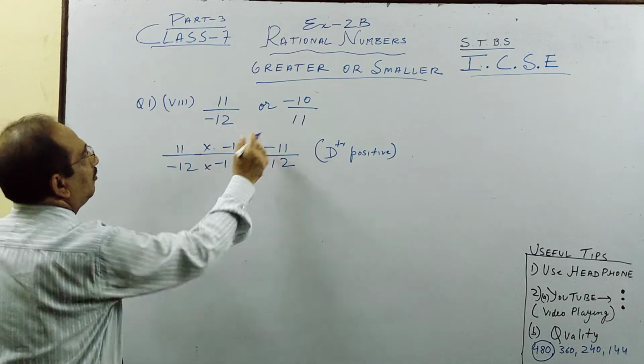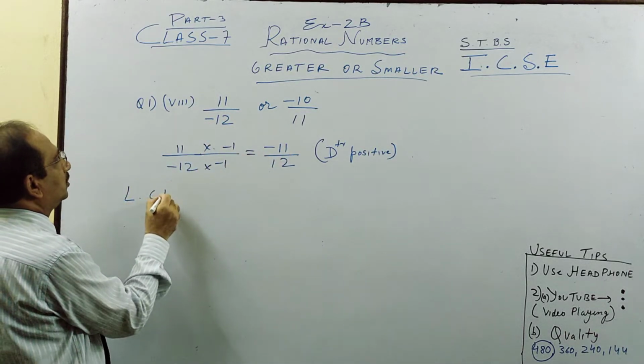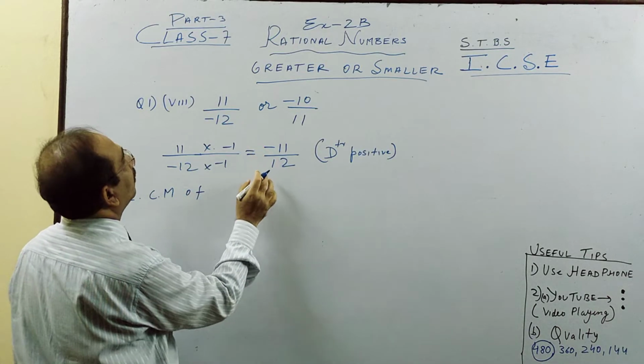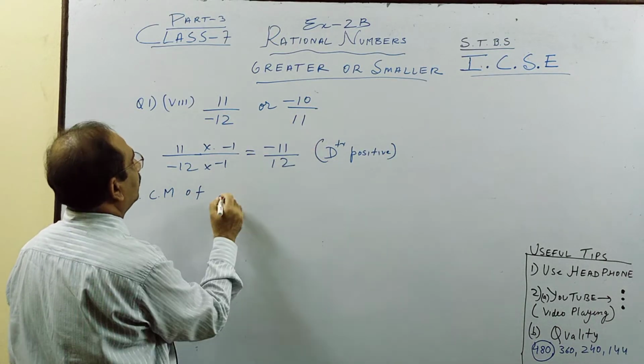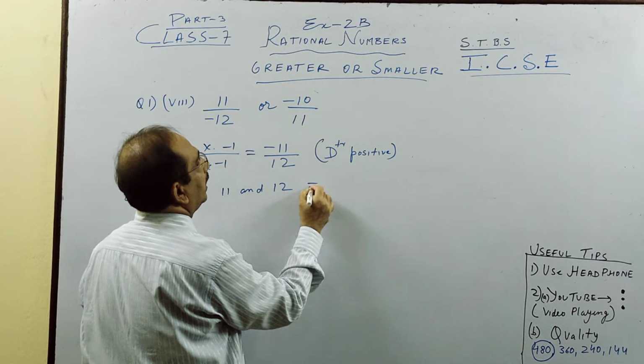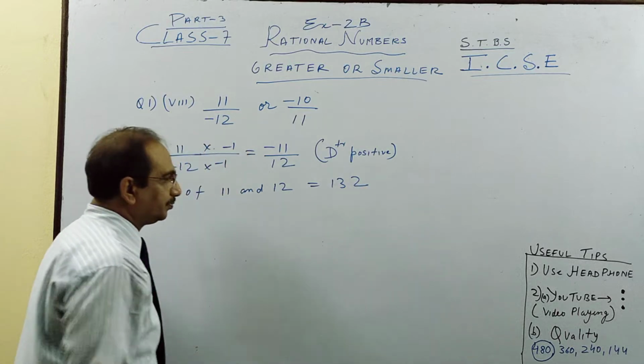Next, I have to take the LCM. So children, you have studied LCM in class 6. LCM of 11 and 12. They are prime to each other, so you will say it is 132.